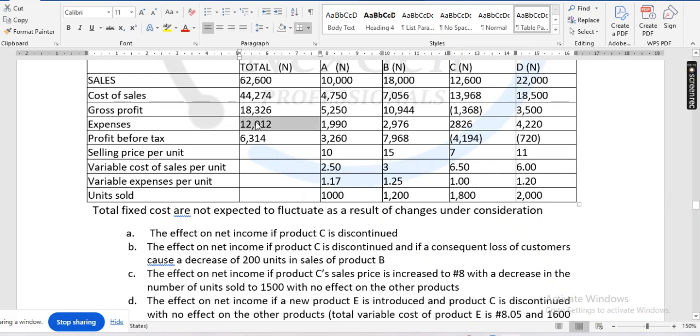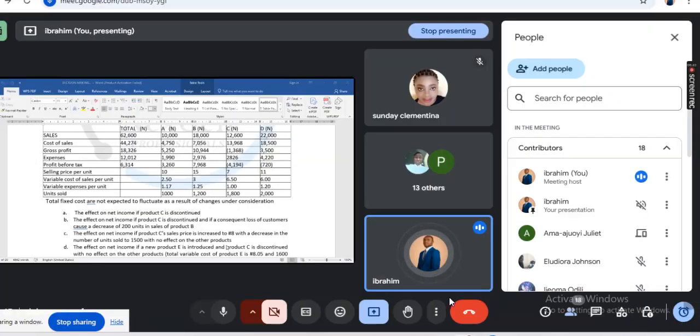It could be that these expenses include both variable costs and fixed costs. We don't know. It could be that this cost of sales includes both variable and fixed costs. But the one that we know is the selling price for each of these products, the variable cost per unit of this particular product, variable expenses, and the unit. So we'll use this information for our decision.